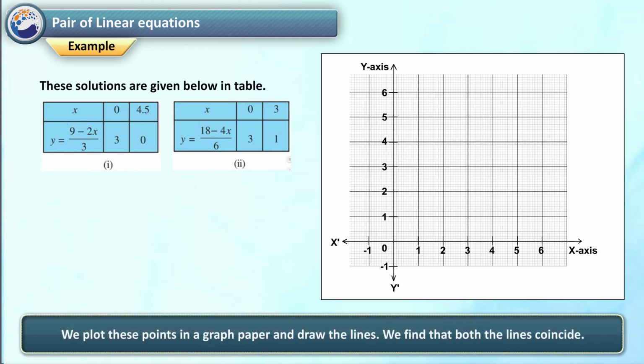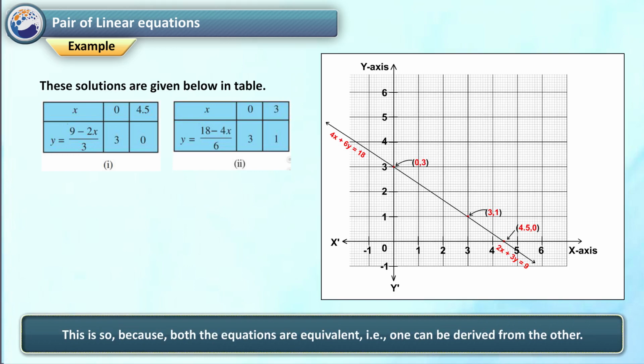We plot these points on a graph paper and draw the lines. We find that both the lines coincide. This is so because both the equations are equivalent, that is, one can be derived from the other.